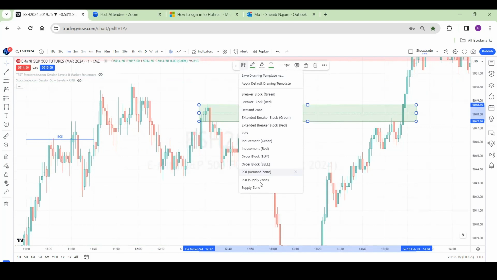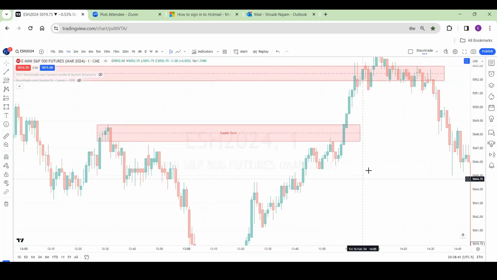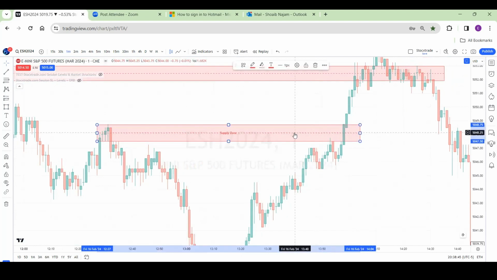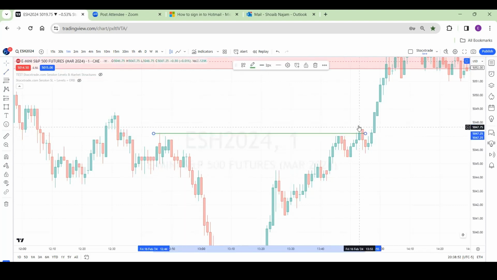Market will give you reaction at this supply zone. Price entered and then came down. And how is the breakout? Why was I looking for the breakout? Because if you see, this was the last high. During this testing, it broke above.